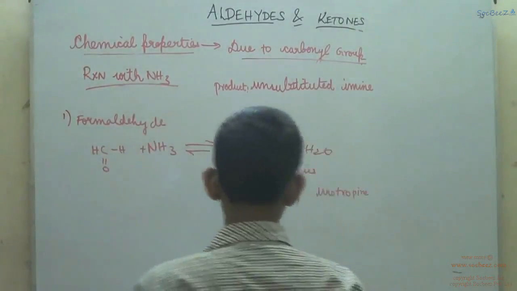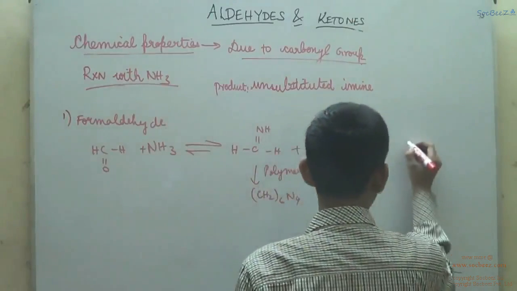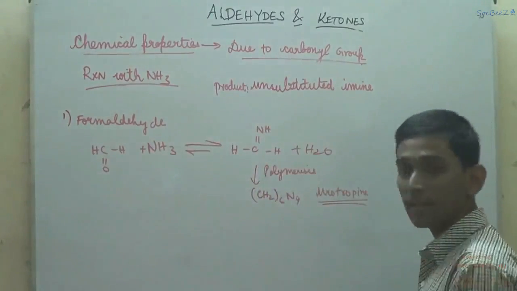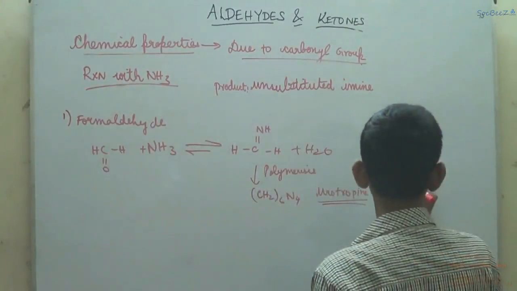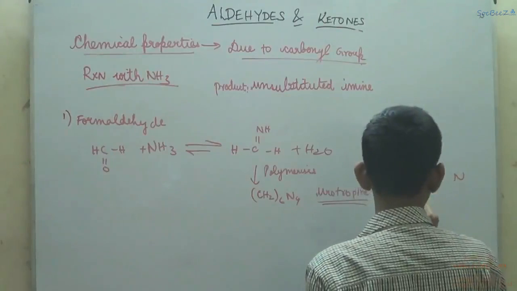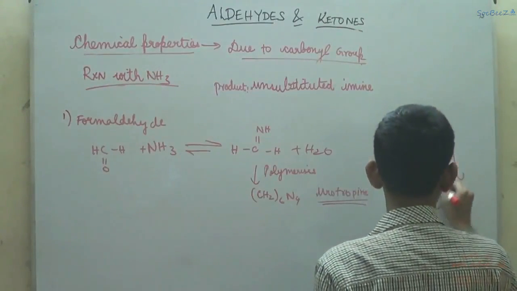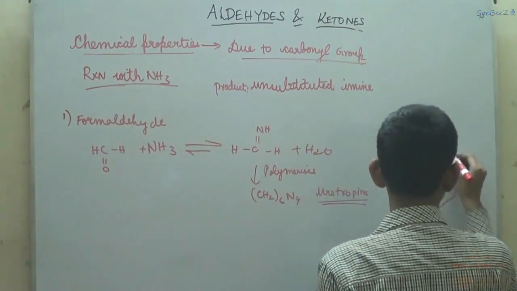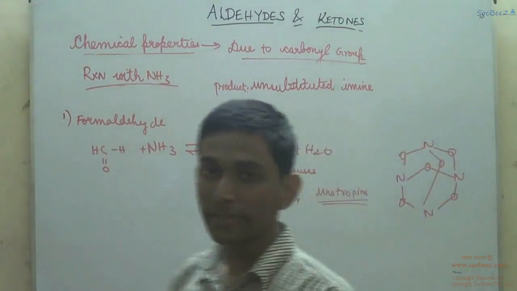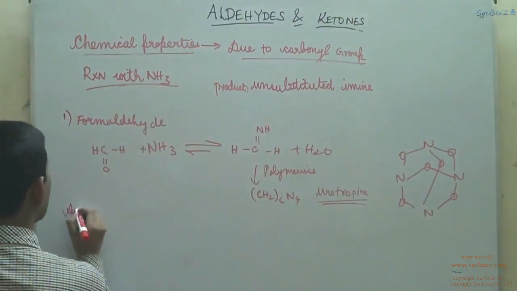Now you may wonder how it's formed, but basically it's a ring compound. Let me draw the structure of urotropin, that is hexamethylene tetramine. You have 4 nitrogen groups, so 4 ends. Just join each of them externally and then also join it internally, with these being the methylene groups. So you have 6 of them. That's hexamethylene tetramine.